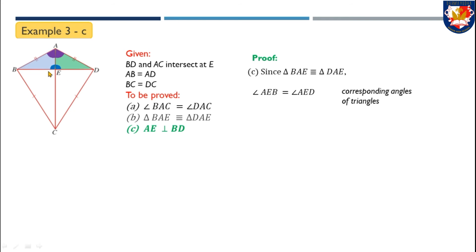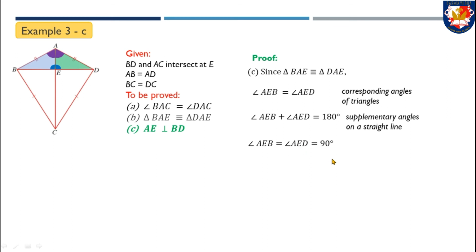Now, because those angles are on the same straight line, they add up to 180 degrees. Therefore, because they are also equal, angle AEB equals angle AED equals 90 degrees. What does it mean? AE is perpendicular to BD. This completes our proof in this question.